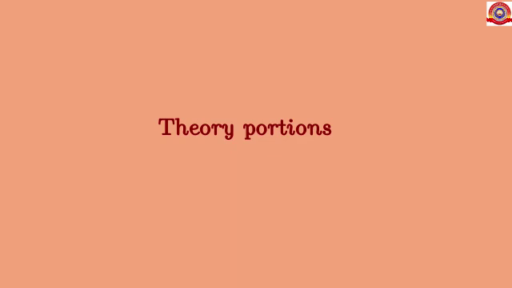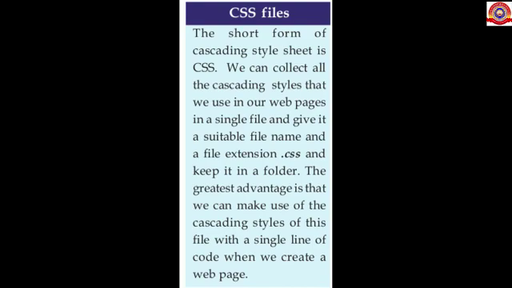Now we will move to some theory portions. Okay. First one, CSS files. The short form of cascading style sheet is CSS. We can collect all the cascading styles that we use in our web pages in a single file and give it a suitable file name and a file extension .css and keep it in a folder. The greatest advantage of this is that we can make use of the cascading styles of this file with a single line of code when we create a web page.